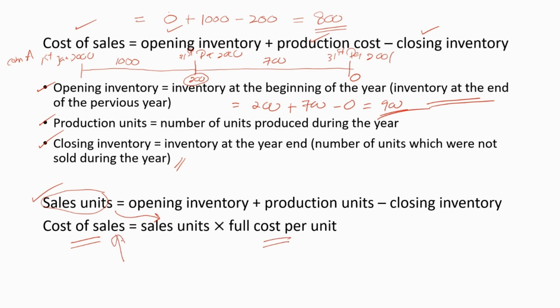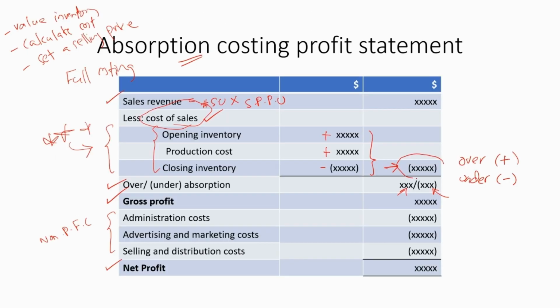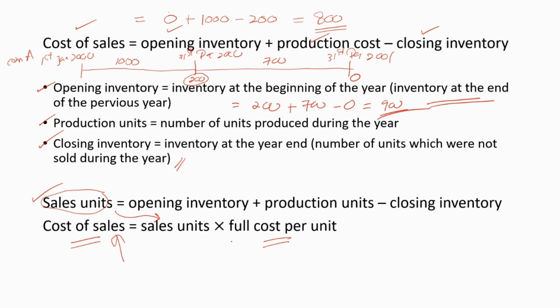So this final figure will be the figure here. This is the cost of sales. As I explained earlier, this is why costing techniques are important, because we need to know the cost per unit in order to value the inventories, because based on this value we value the inventory.